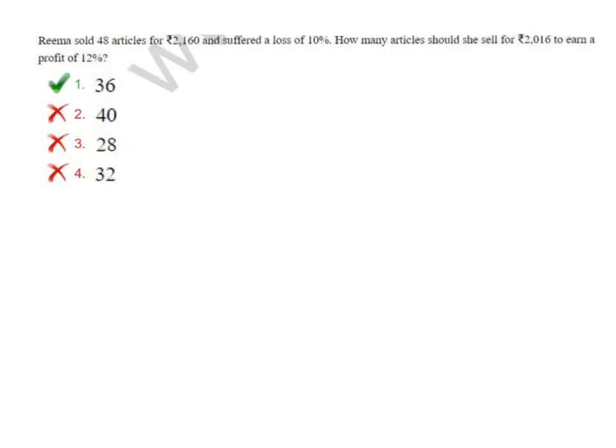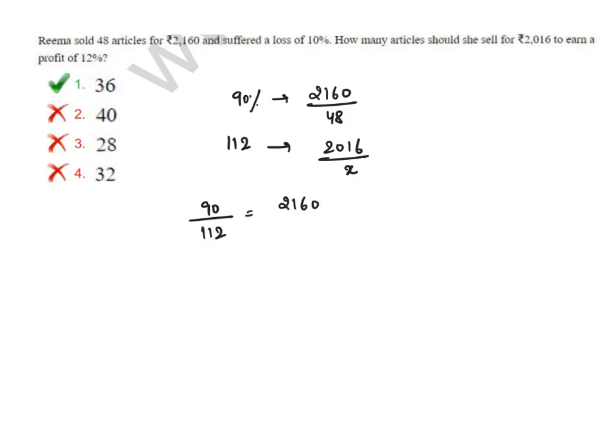Rima sold 48 articles for 2160 and suffered a loss of 10%. For these kinds of sums, you just need to find out the selling price of one article. That is, 90% of the cost price is equal to 2160 for 48 articles. How many articles should he sell for 2016 to earn a profit of 12%? So 112 is 2016. How many articles? Let it be X. So 90 by 112 is equal to 2160 into X by 48 into 2016.